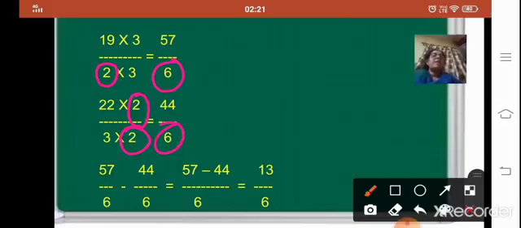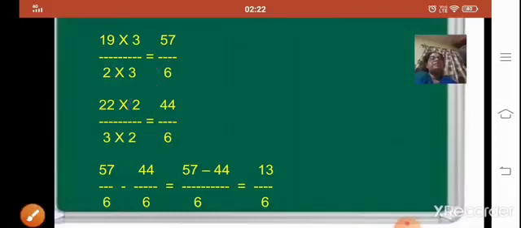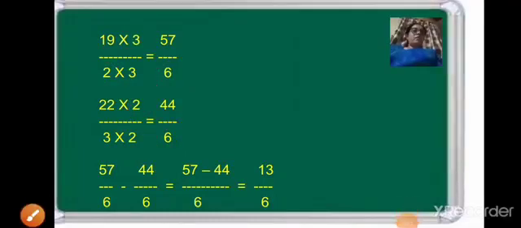Now you can subtract. So 57 upon 6 minus 44 upon 6. So 57 minus 44 is 13 upon 6. So that is your answer, that is 13 upon 6. You have reduced it to your lowest term. Okay, so you have learned how to solve the fractions and reduce to the lowest term.